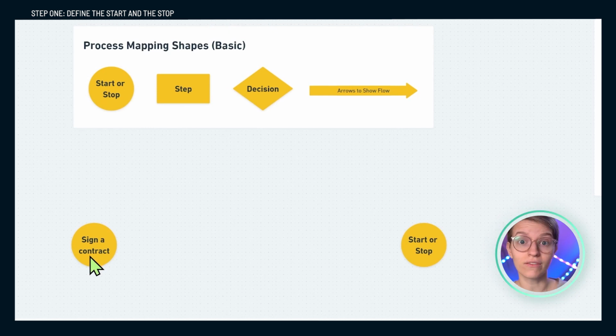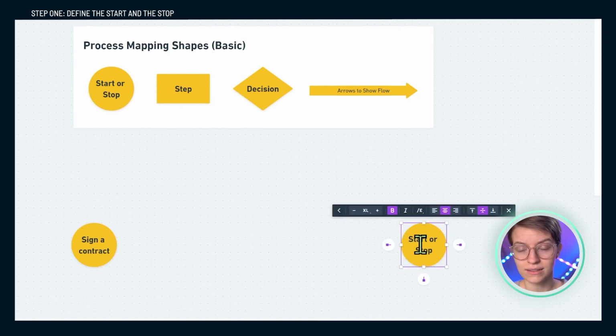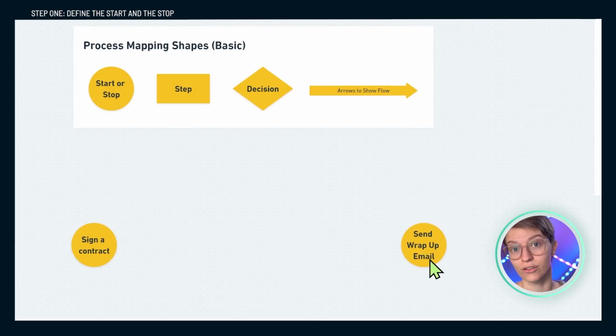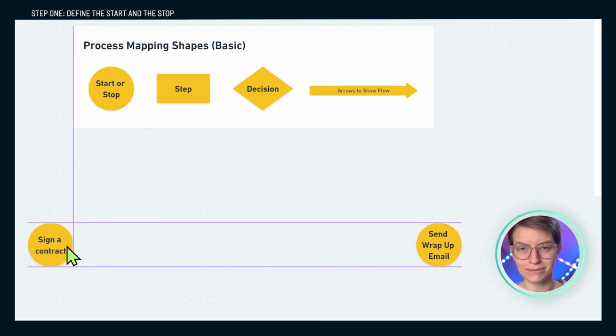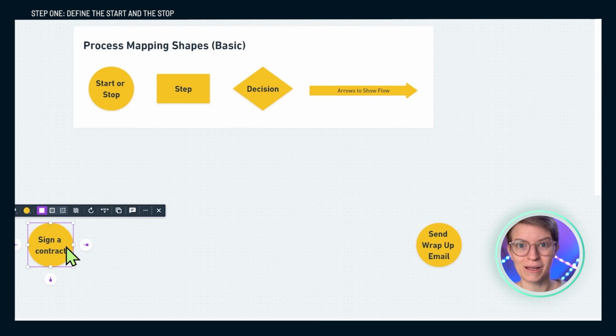Then do the same thing for the end. On the other bookend, if we're talking about services, when does someone stop being a customer? Is it when their contract expires? When the last deliverable is sent? When they pay the final invoice? When is it over? In this case, it might be sending a wrap-up email. This start and stop is giving us kind of the scope of our process mapping session.